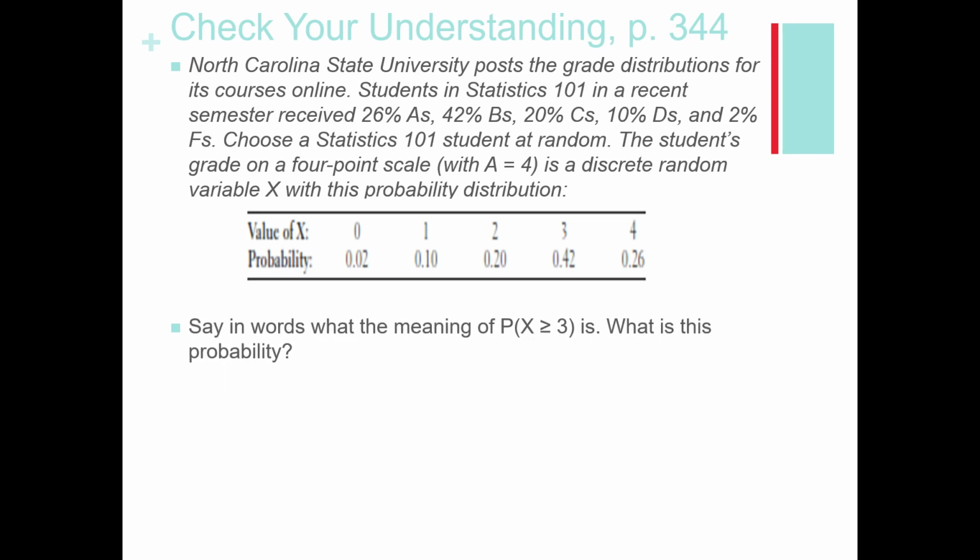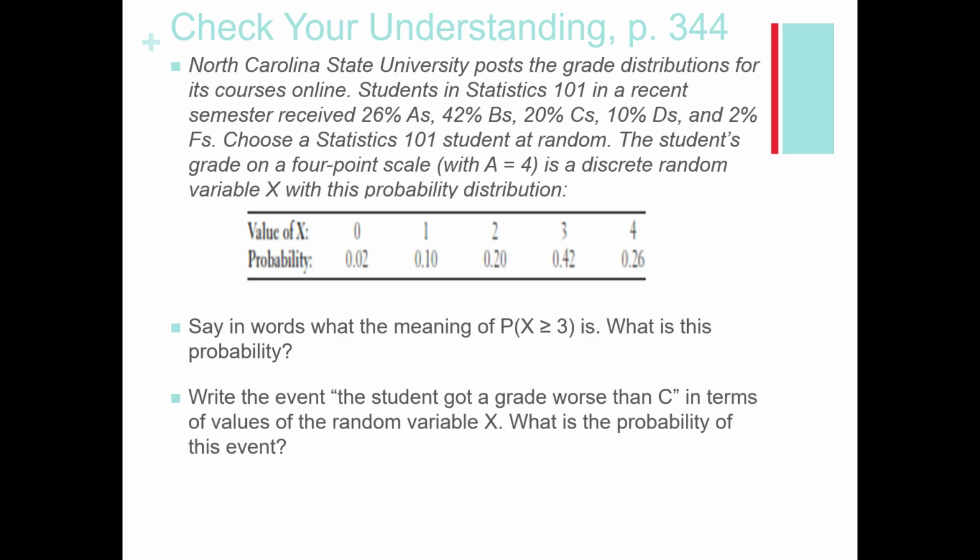Okay? Now, let's say in words what the meaning of P(X ≥ 3) is. This means that a student has at least a B, which we could also phrase as the student has a B or an A. And the probability of this is going to be 0.42 plus 0.26, which is going to be 0.68.